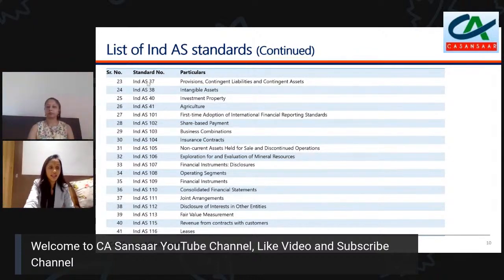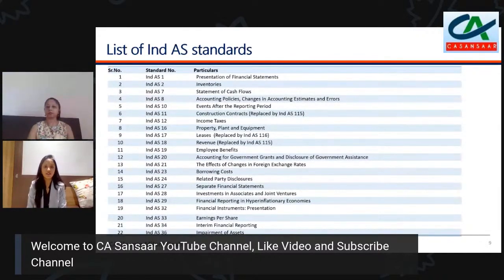So all the Ind AS which are below the 100 series have a corresponding IAS of the exact same number, and the Ind AS which are above the 100 series, 101, 102, 103, have the replica IFRS series called IFRS 1, IFRS 2, IFRS 3. Why is understanding this very important, friends? Because at the time of application, if you face any issues, you should be well versed about how to search it in the IFRS regime.